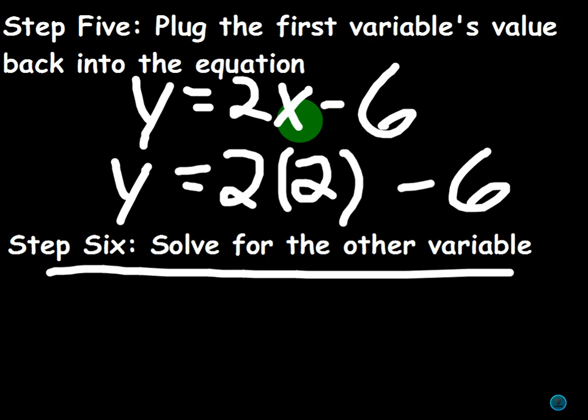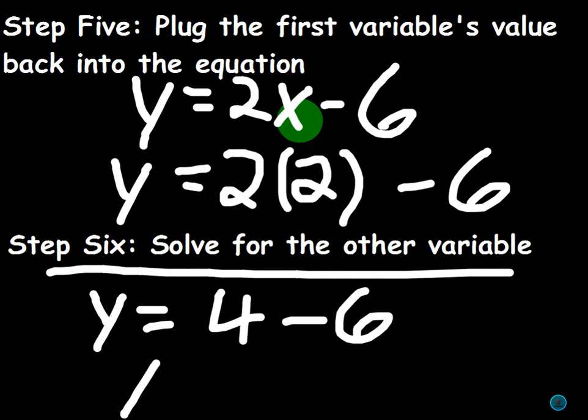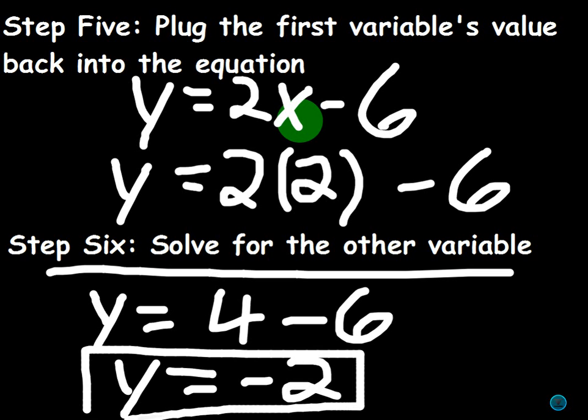Now, if you plug x back into the equation where y is isolated, that's your best bet because all you have to do is some math. So what's 2 times 2? 4. And then we have minus 6. Y equals what? Negative 2. So x equals positive 2. Y equals negative 2.